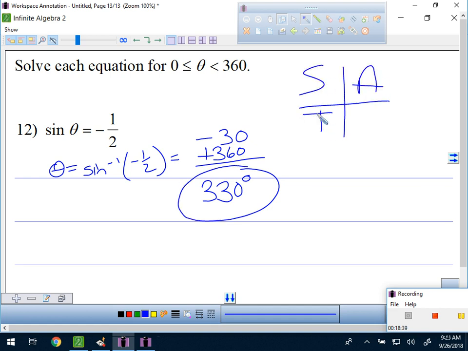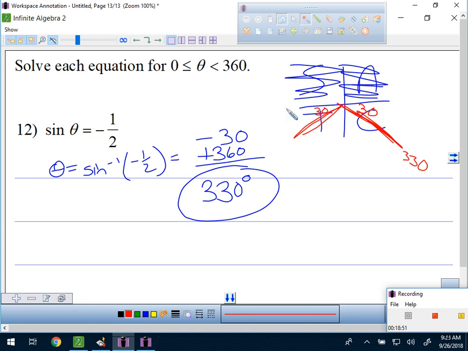But in a Smart Trig class, sine is negative in quadrants 3 and 4, so I knew that one of my answers is 330. That's the one that's in quadrant 4. The reference angle of that is 30 degrees. Draw 30 degrees in quadrant 3, do 180 plus 30, and I get 210. So that would be my answer for number 12.